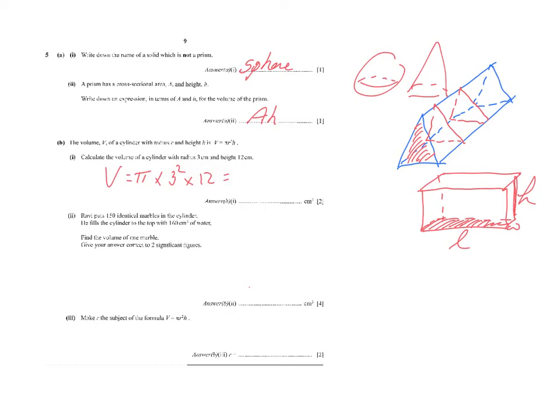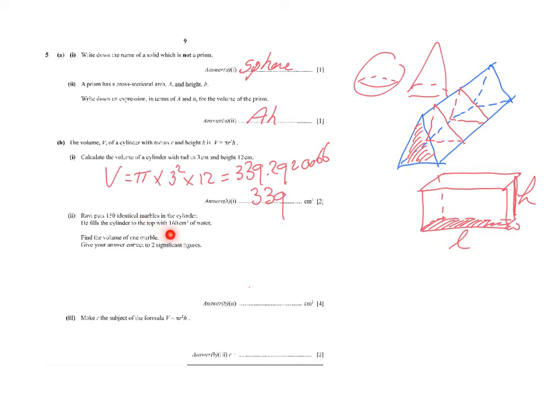And I'm going to grab my calculator because I want to write down all those decimals first. Then pi times 9, 3 squared times 12. And that is 339.2920066. So to three significant figures, 339.